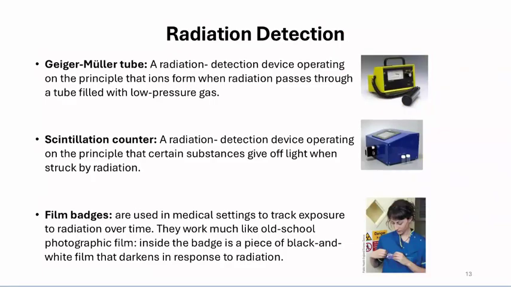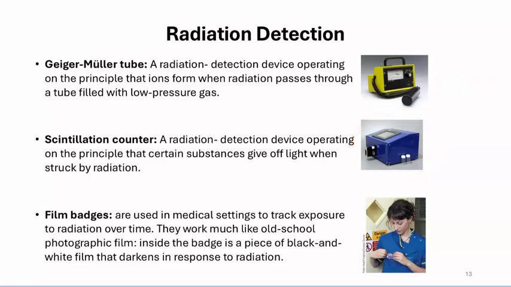There are different ways to detect radiation. Here in slide 13, we have different instrumentation for the detection of radiation. The first one that we have is a Geiger-Müller tube. In other words, a Geiger counter. This is the tube for the Geiger counter, and then you can see the readings in the box. This radiation detection device operates on the principle that ions are going to form when radiation passes through a tube filled with low pressure gas.